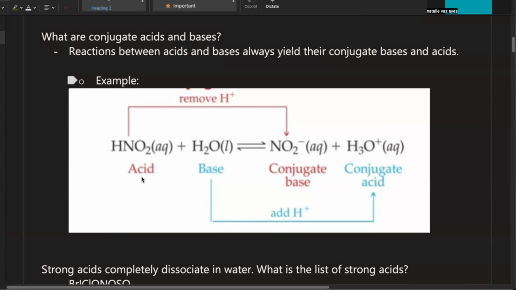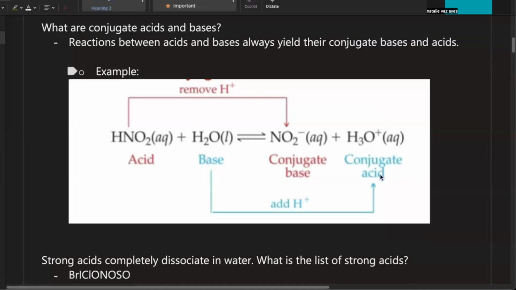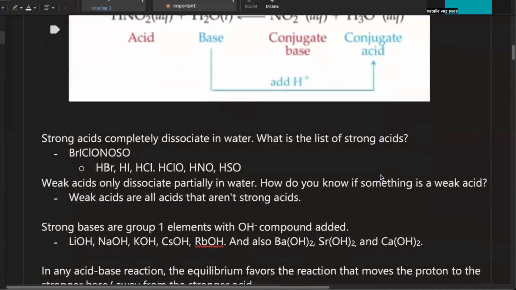So when we're thinking about acids, we're going to think conjugate base. And now we're looking at H2O, which works as the base. So the base is going to add a hydrogen and become H3O plus, which is going to be our conjugate acid. So acids turn into conjugate bases, and bases turn into conjugate acids.